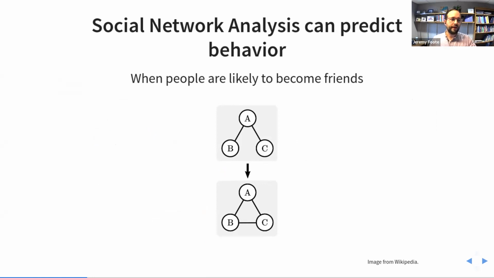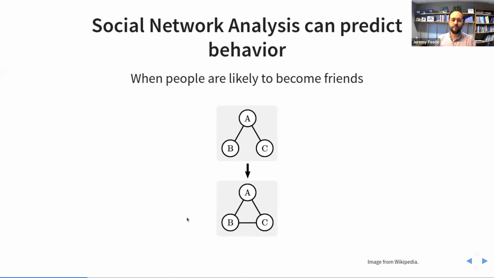And there are a number of other things that we can use network analysis, or the theories and methods of social network analysis, to predict. So, for example, predicting when people are likely to become friends. This image represents a concept called triadic closure. So if we think about person A here, who has friends B and C, we would predict that in the future, B and C would also be likely to become friends. It'd be much more likely than, for example, B becoming friends with another random person, D, who is not connected to either A or C.